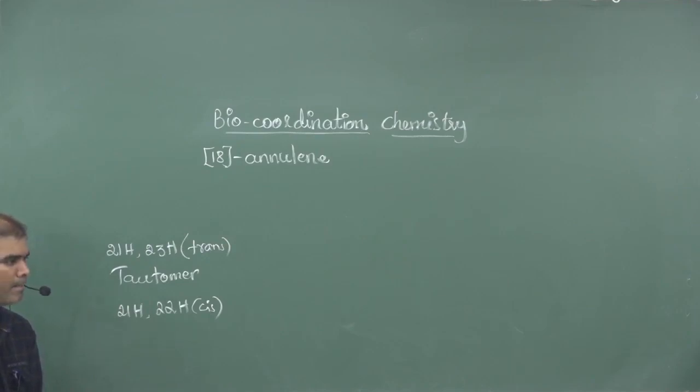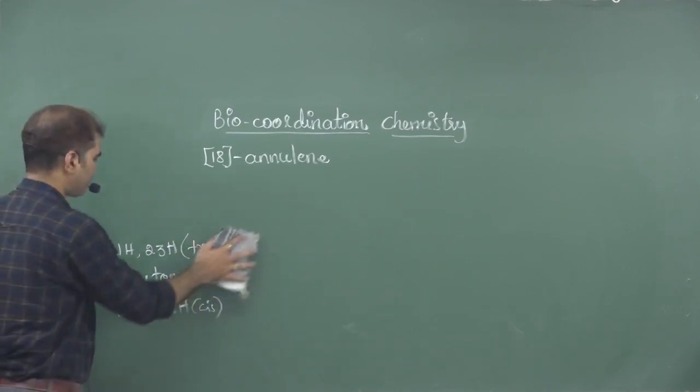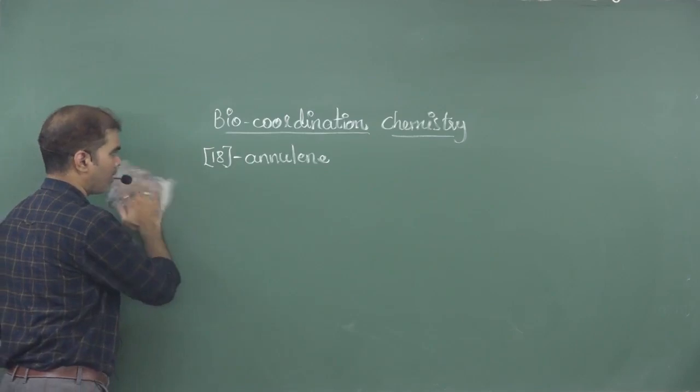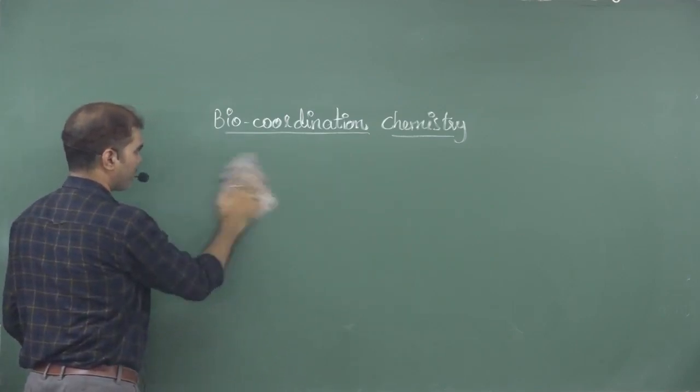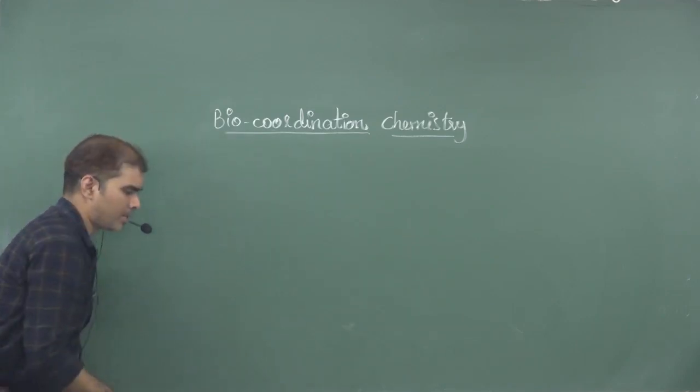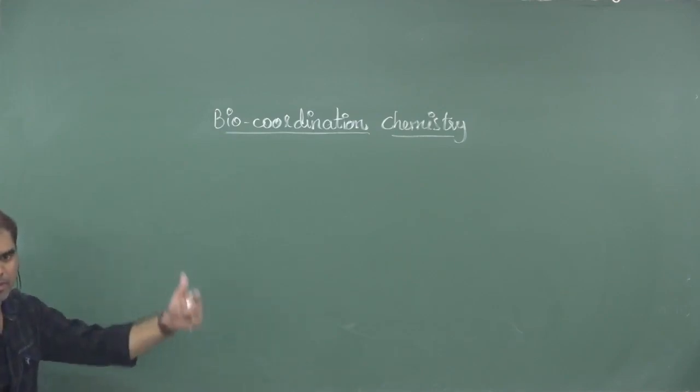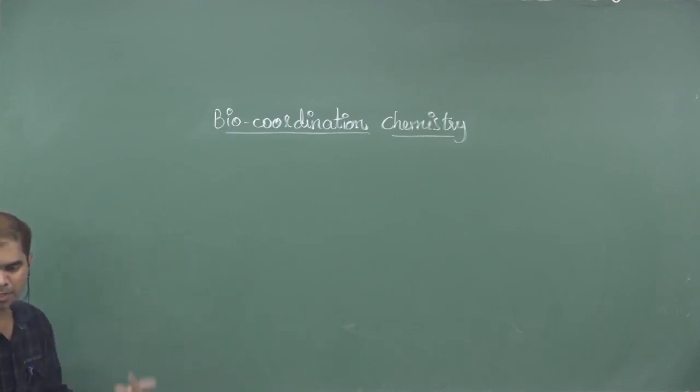Next. The two hydrogens on nitrogen are dynamic. Dynamic means they keep moving over all the four nitrogens. They keep jumping over all the nitrogens. Next point.